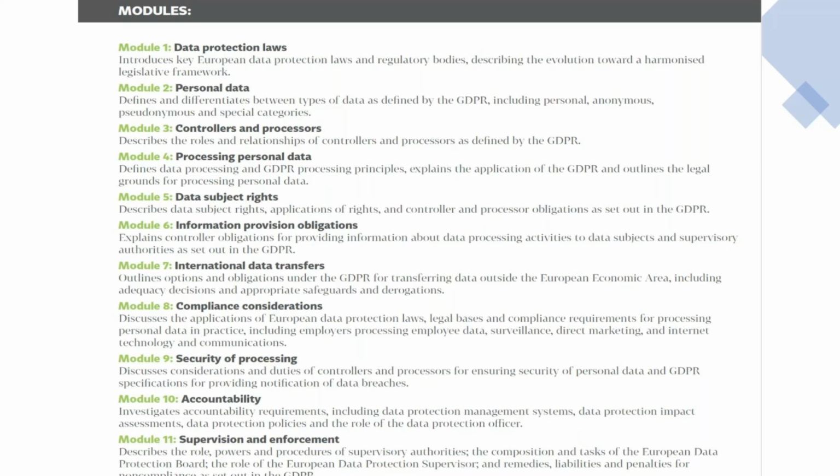And module 9 is security of processing, which is about the technical and organizational measures. Someone asked me if any prerequisite is required. It's not required, because we are going to discuss security of processing from the basics. What controls are there? What are the types of control? Preventive, detective, corrective, based on the objective.